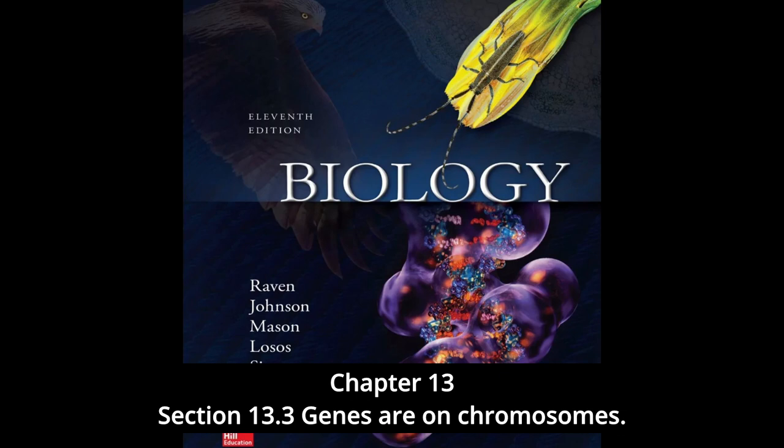Morgan's white-eyed fly. The essential correctness of the chromosomal theory of heredity was demonstrated long before this paradox was resolved. A single small fly provided the proof. In 1910, Thomas Hunt Morgan, studying the fruit fly Drosophila melanogaster, detected a mutant male fly, one that differed strikingly from normal flies of the same species. Its eyes were white instead of red, figure 13.29.